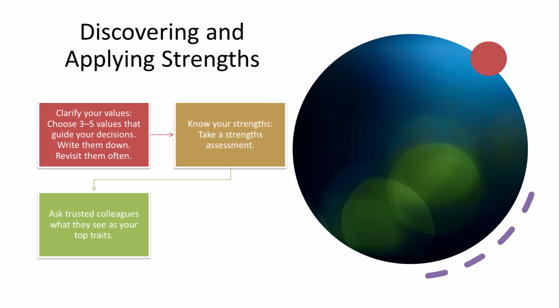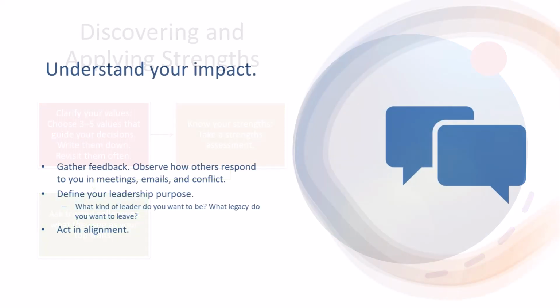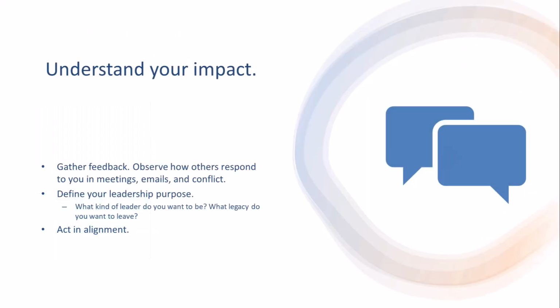Know your strengths. Take a strengths assessment. Ask trusted colleagues what they see as your top traits. Understand your impact. Gather feedback. Observe how others respond to you in meetings, emails, and conflict. Define your leadership purpose. What kind of leader do you want to be? What legacy do you want to leave? Act in alignment. Consistency builds trust. Be the same leader in easy moments and tough ones.